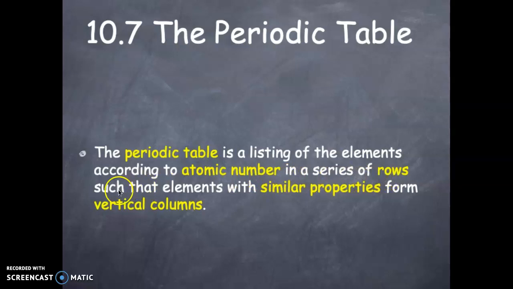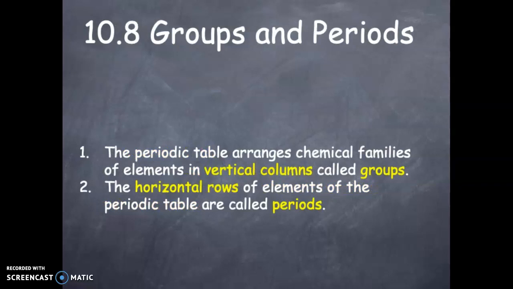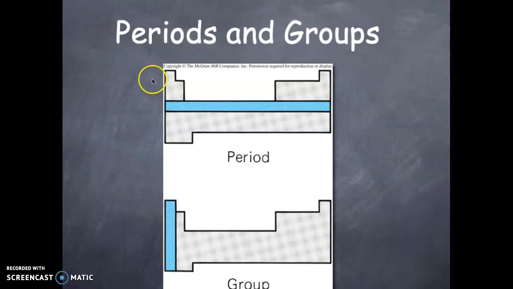The elements are listed in a series of rows such that elements with similar properties form vertical columns. The periodic table arranges chemical families of elements in vertical columns, as I say, that are called groups. And the horizontal rows are referred to as periods. This is a horizontal row, so that's a period. And this is a column. Okay, that's a group.